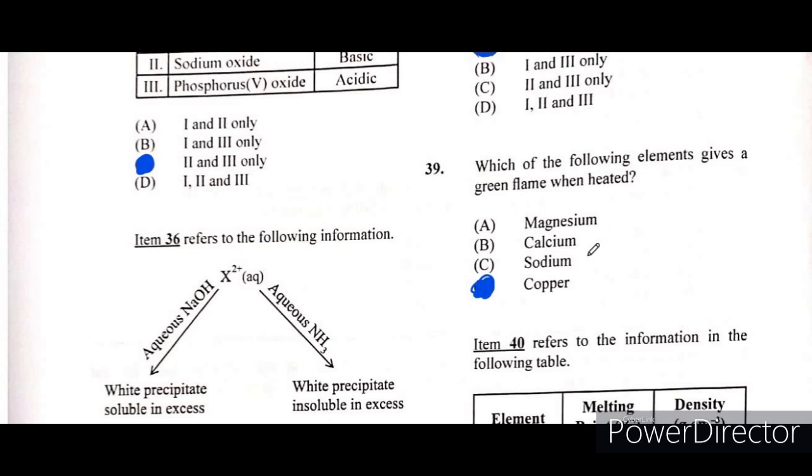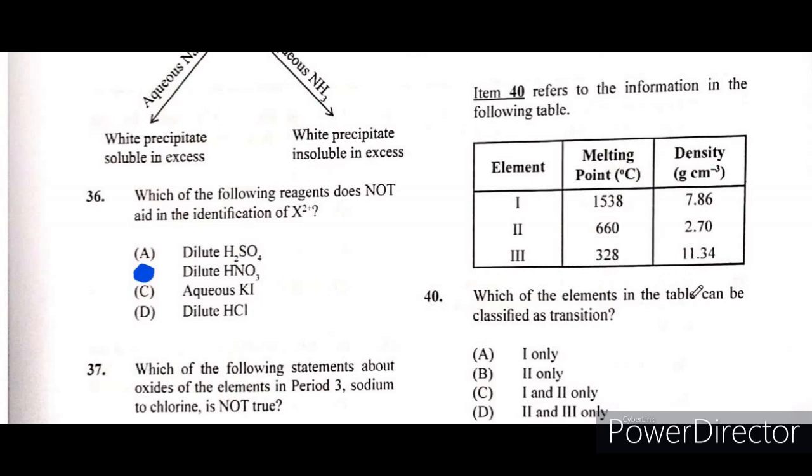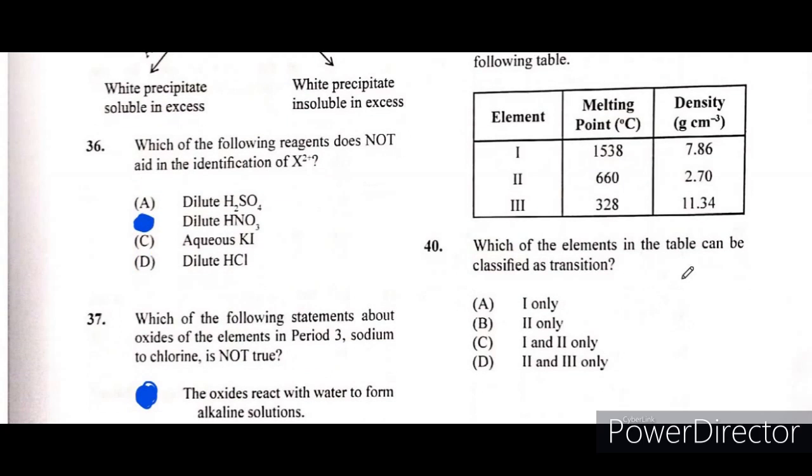Which of the following elements in the table can be classified as a transition element? Element 1, the one with the highest melting point and density. So high density and very high melting point. So 40 is A, 1 only.